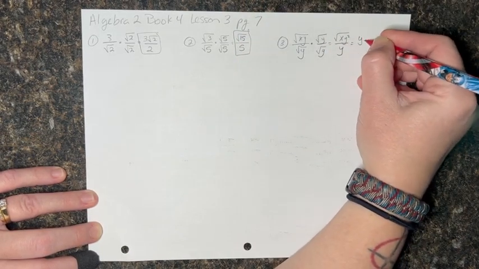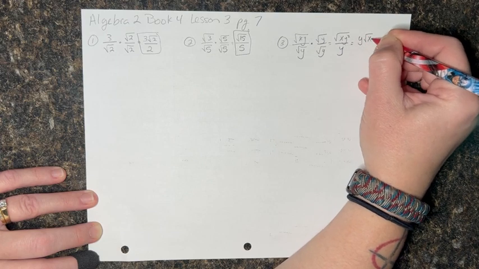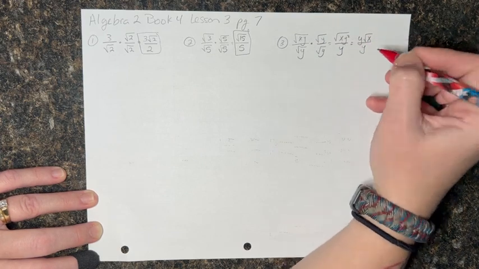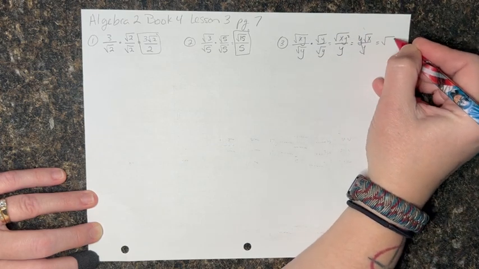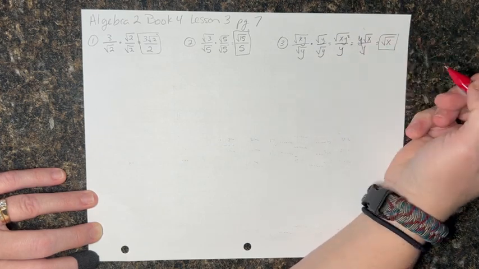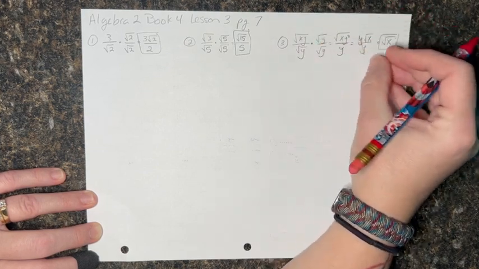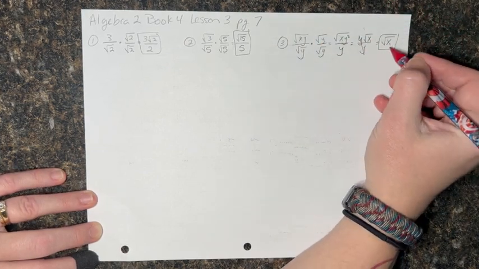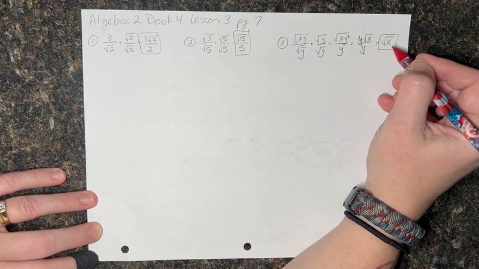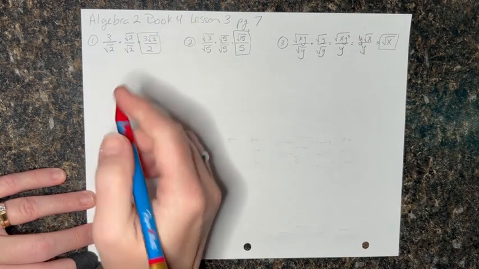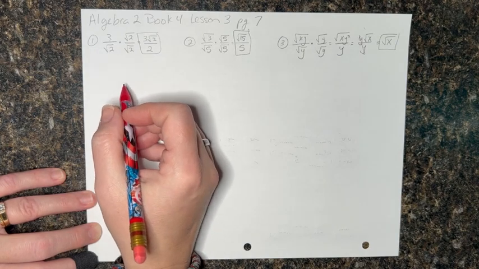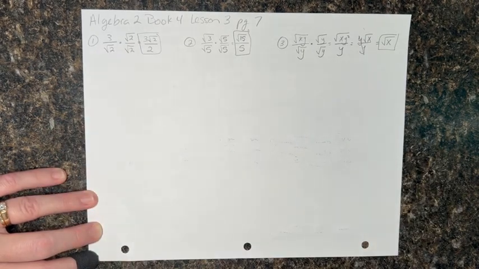So it ends up being y times the square root of x, because that's left behind, over y. Now, y over y is 1 and can be canceled. So our answer is the square root of x. All right, we've got to simplify and reduce as much as possible till we get to its final form, its smallest form. Okay, let's take a look at the next set of problems.